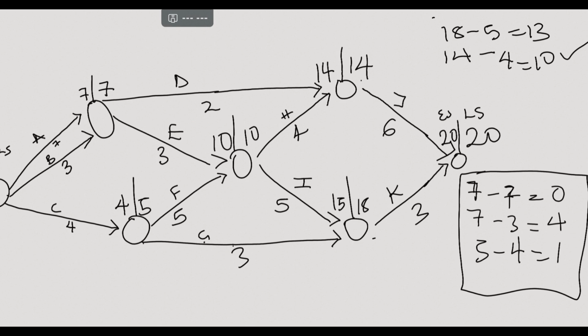Now remember that the critical path is always where your ES equals your LS. So we can identify the critical path here using a double line. Here is equal, here is equal, here is equal, here is equal.